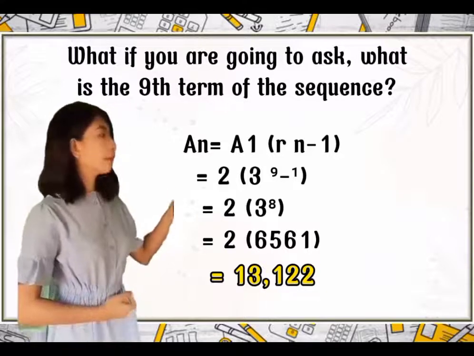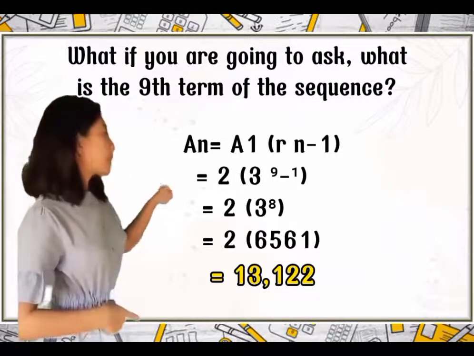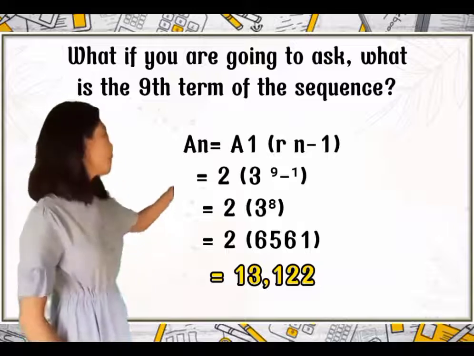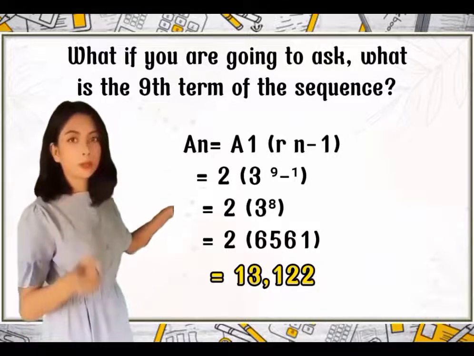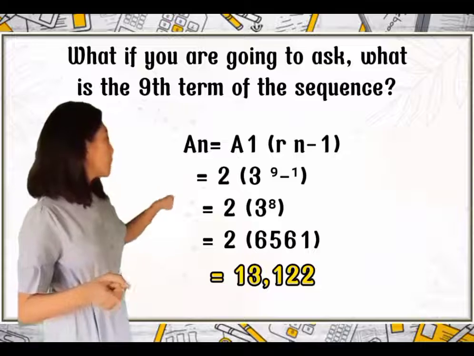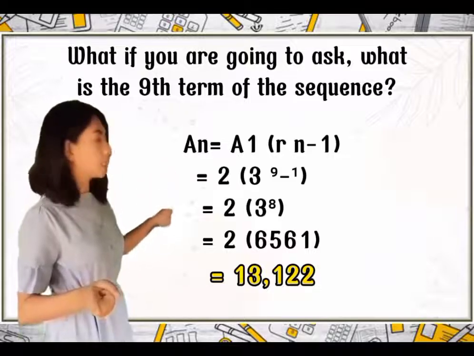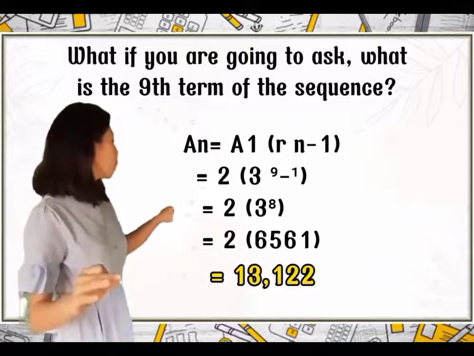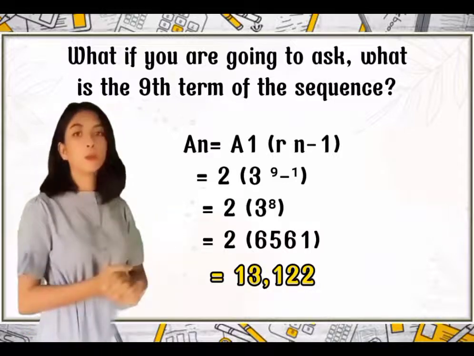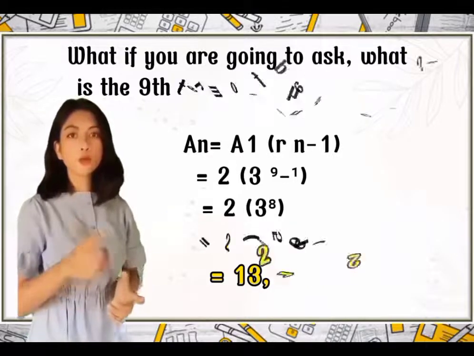So 3 times 3 is 9. 9 times 3 is 27. Then 27 times 3 is 81. So 81 times 3: 3 times 1 equals 3, 3 times 8 equals 24. So that is 243. Then our 5th term is 243.